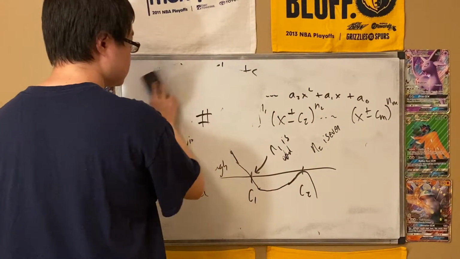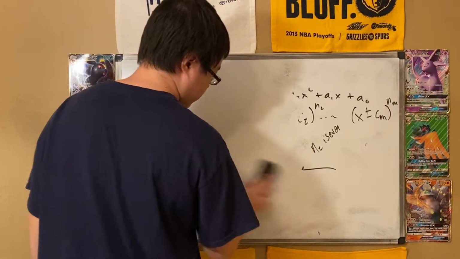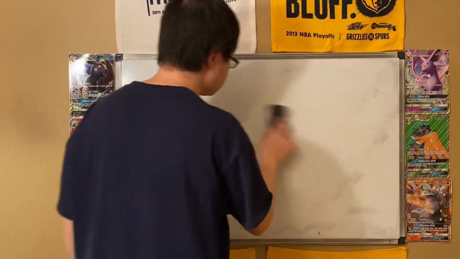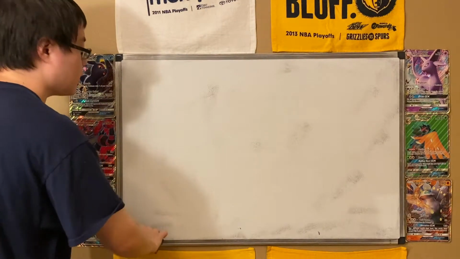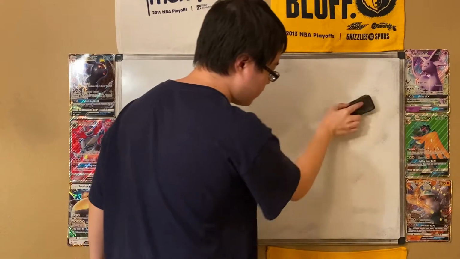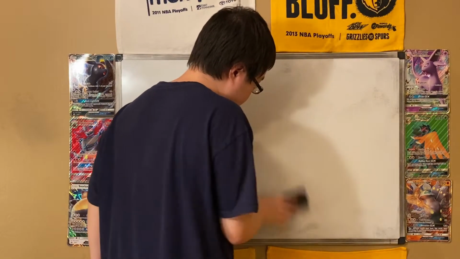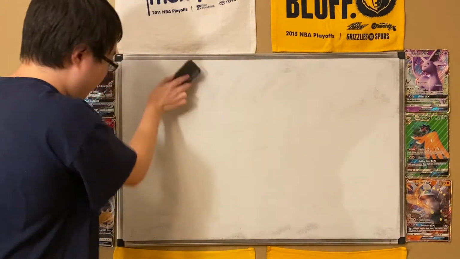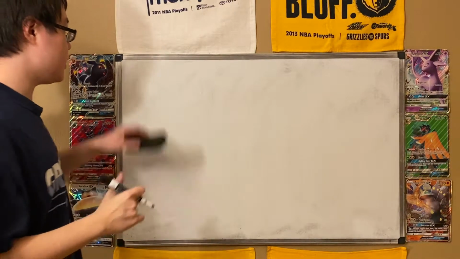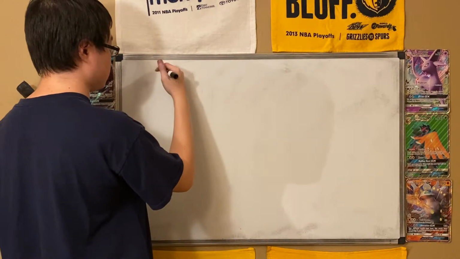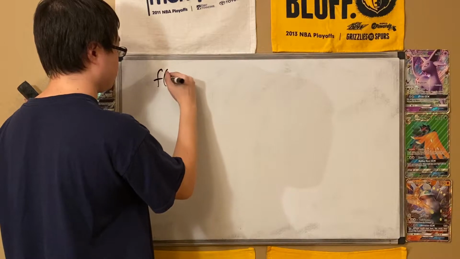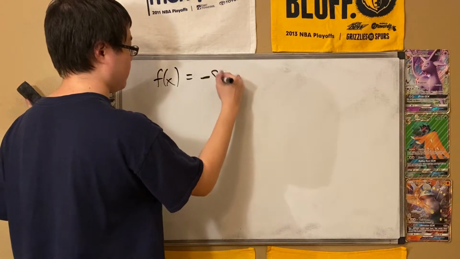So I'm going to erase this, and let's do a few questions. So let's start off with something already factored. Sorry, my board is a little smudgy, but sometimes that's what happens when you're doing a lot of math, and it's always fun to do a lot of math. So let's start off with this sign chart. Let's draw a sign chart of this function right here. So we're going to do negative 8.